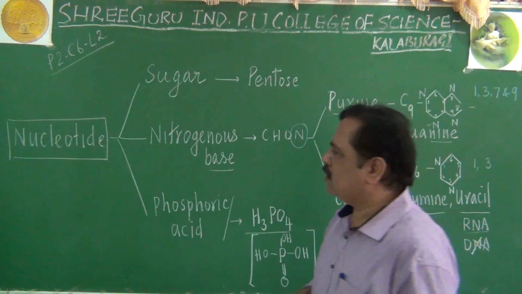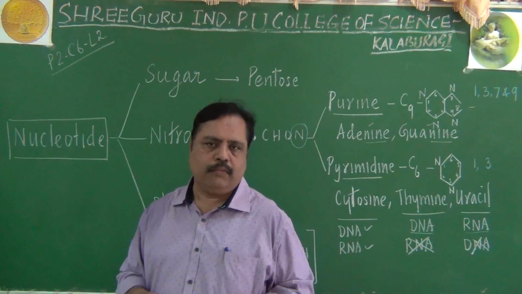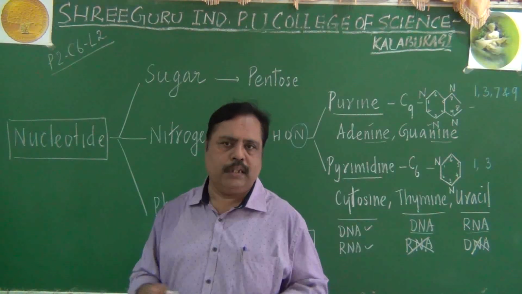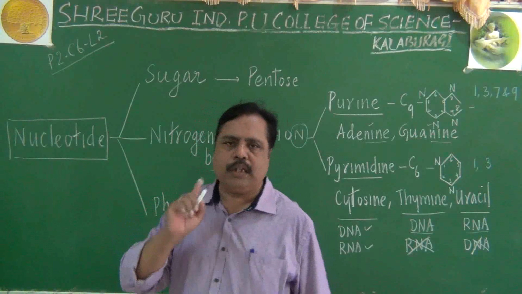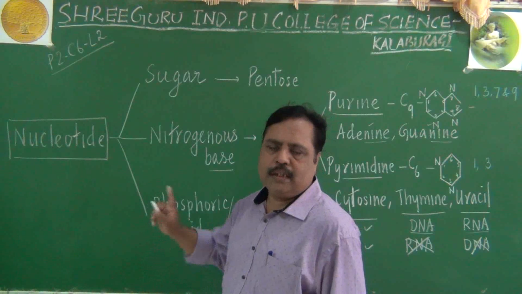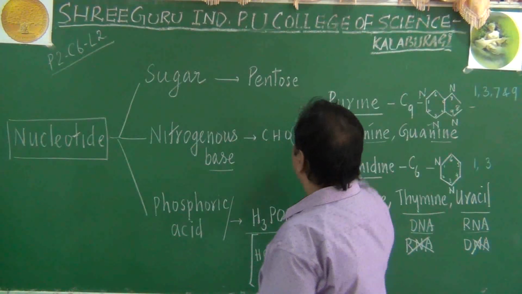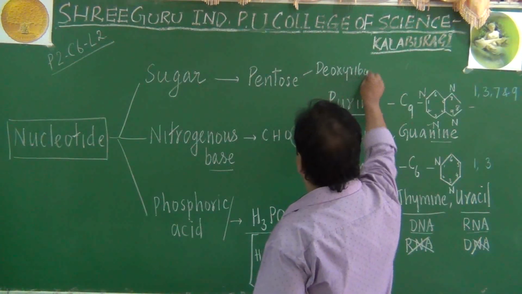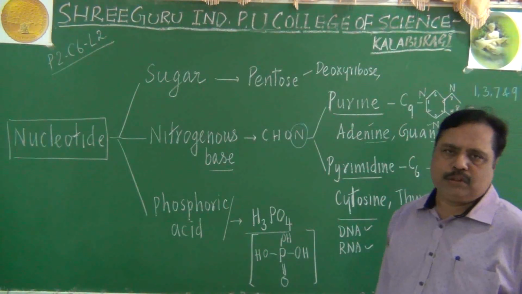So remember students, nucleotides are the building blocks of nucleic acid. Whether they are DNA or RNA, they are made up of nucleotides mainly. Any nucleotide can have three parts in it. One of them is sugar, another one is nitrogenous base, third one is phosphoric acid. Sugar can be of two types. Either deoxyribose sugar, where one oxygen atom will be less. C5H10O4 is the deoxyribose sugar.